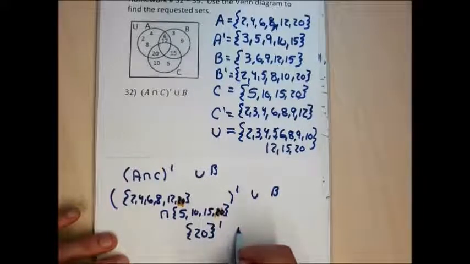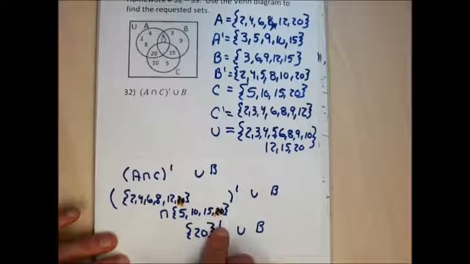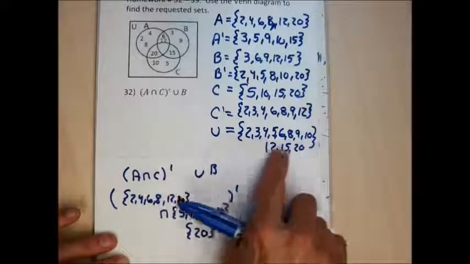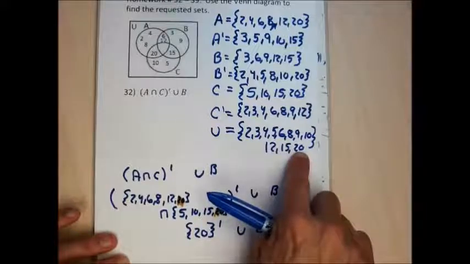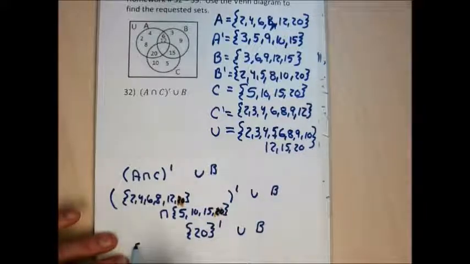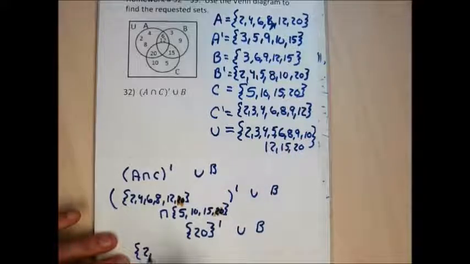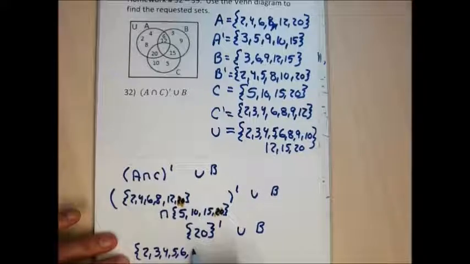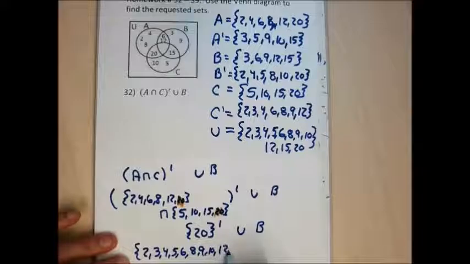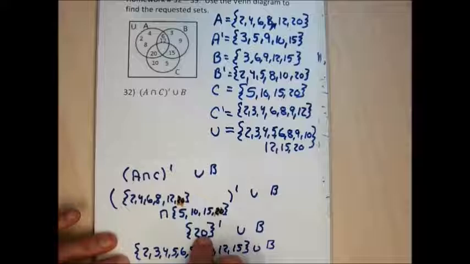Unfortunately, that parentheses had a complement outside of it. So now I need to find the complement of that set, which are all the numbers in the universal set other than 20. So it's going to be all the way from 2 through 15, the numbers in the universal set. So 2, 3, 4, 5, 6, 8, 9, 10, 12, and 15. What a horrible problem. That would be the complement of 20. It's all the numbers in the universal set other than 20.